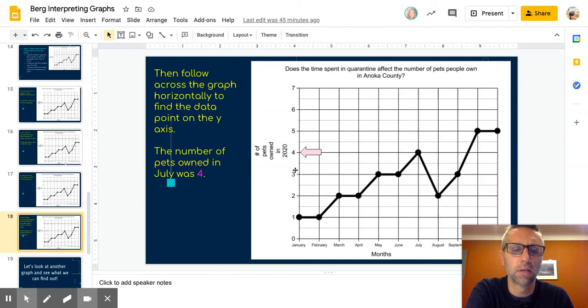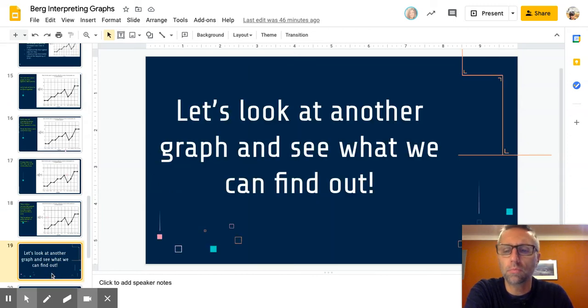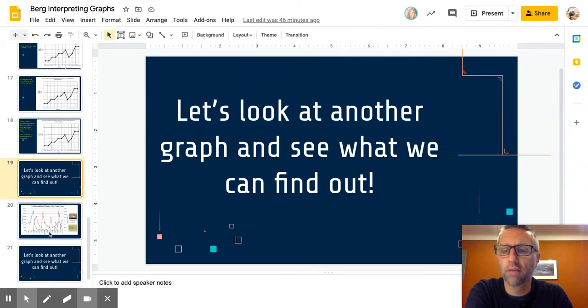And then it looks like in the next month, if I want to do the same thing, I can go to August. I can go up. I can say, okay, here's where I hit the line. I can go straight across. And in August, we had 2. Let's try this with another graph.